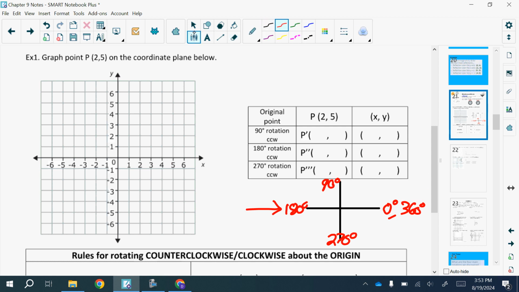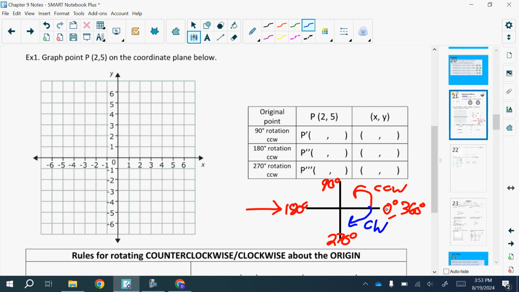Just to give you an idea of what 90, 180, and 270 degrees look like. And do not forget, this direction is counterclockwise, which is in math the positive direction. And then going this way, of course, would then be clockwise.